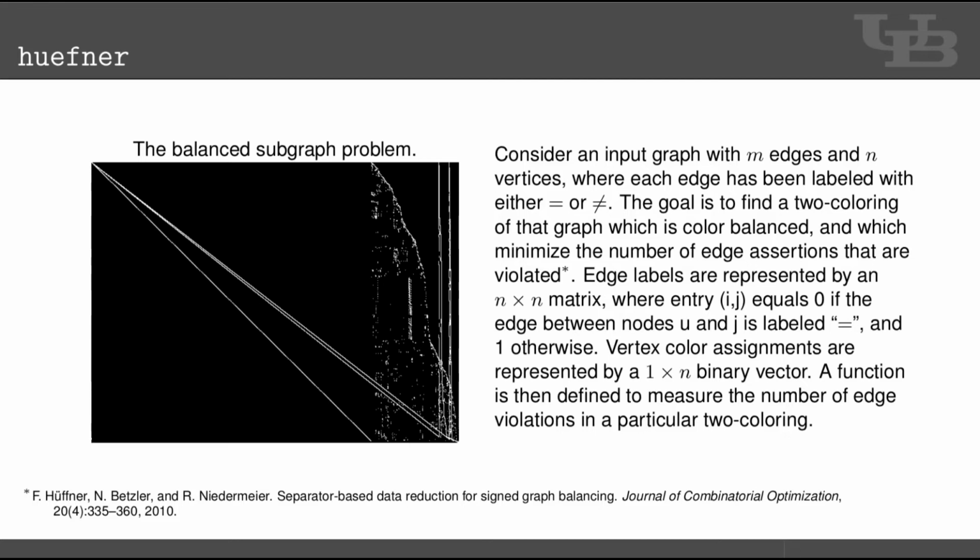Vertex color assignments are represented in a 1 by n binary vector. Similarly, edge labels can be represented in an n by n binary matrix. The optimal two-coloring is the one which minimizes the number of failed edge assertions.